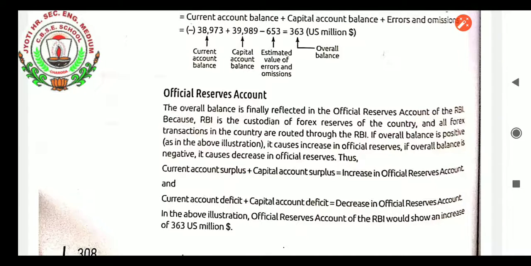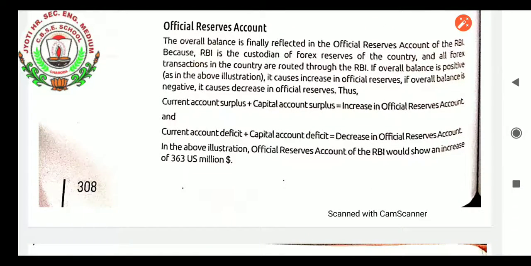If the overall balance is positive, as in the above illustration, it causes an increase in official reserves. If the overall balance is negative, it causes a decrease in official reserves. Thus, current account surplus plus capital account surplus equals an increase in the official reserve account, and current account deficit plus capital account deficit equals a decrease in the official reserve account. So steps have to be taken by the government. If current account surplus plus capital account surplus increases, the government must do more for the welfare and economic development of the country.